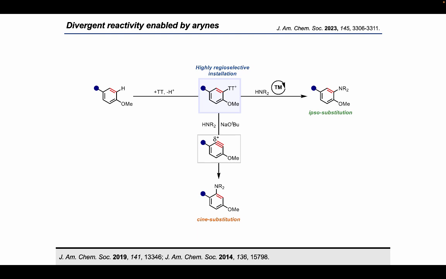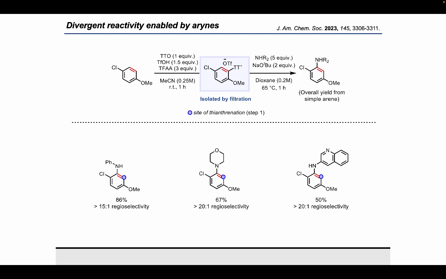Using 4-chloroanisole as our prototypical arene, thianthrenium was installed ortho to the methoxy to generate the thianthrenium salt, which was precipitated from the crude reaction mixture and isolated by filtration. This salt was then treated with standard aryne generation conditions, as well as various nitrogen nucleophiles. Aniline, morpholine, and 3-aminoquinoline reacted with the corresponding aryne to yield hydroamination products in moderate to good yields. All products were obtained as a single regioisomer.